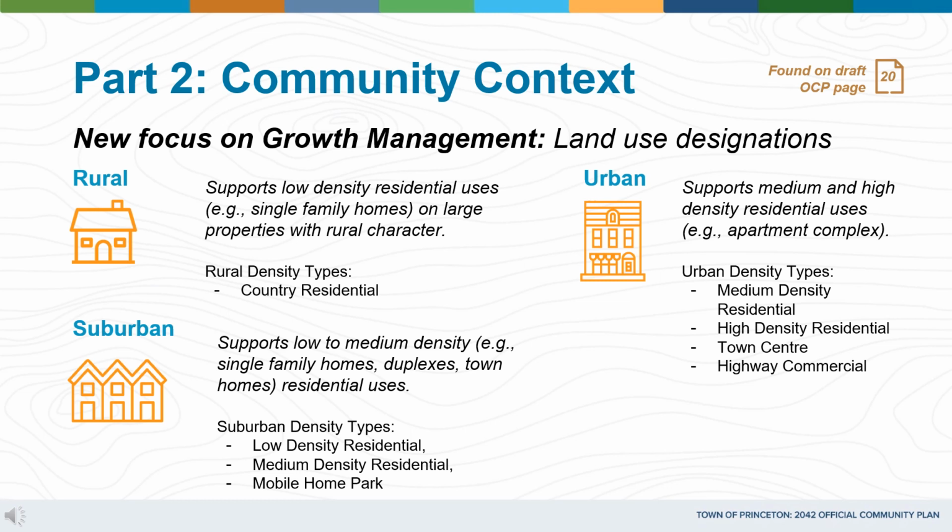Residential uses within this designation allow for single-family houses and accessory dwelling units. Housing types may include duplexes, triplexes, fourplexes, townhouses, apartments, and accessory dwelling units. All of this information can be found on page 22 of the updated draft OCP.